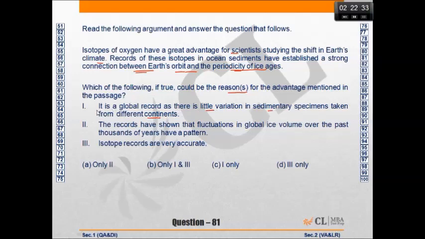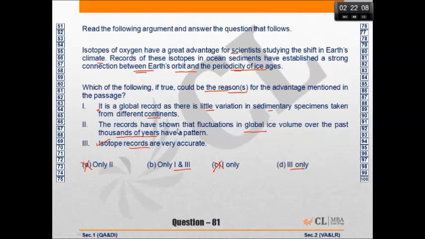This could be the answer, but let me just go through further. Statement 2: the records have shown that fluctuations in global ice volume over the past thousands of years have a pattern. Not sure about it. Statement 3: isotope records are very accurate. Yeah, that could be the reason for the advantage mentioned. So 3 should definitely be a part of my answer. So A is incorrect, 1 and 3. This is incorrect, 3 only.